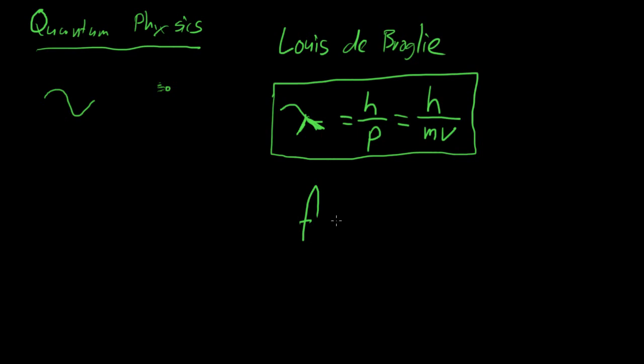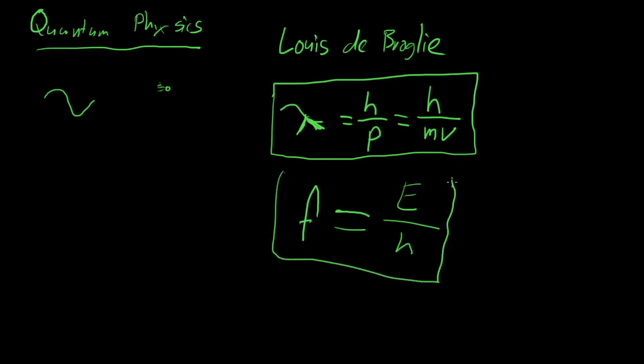The second thing that he said, if we talk about wavelength, we can also talk about frequency. He said that the frequency of a matter wave was equal to energy over Planck's constant. So we see Planck's constant here again. So these were really simple. And the questions aren't real hard either. It'll be really obvious what's going on. So if we're talking about the wavelength or frequency of matter waves, here are the formulas for that. Wavelength and frequency.